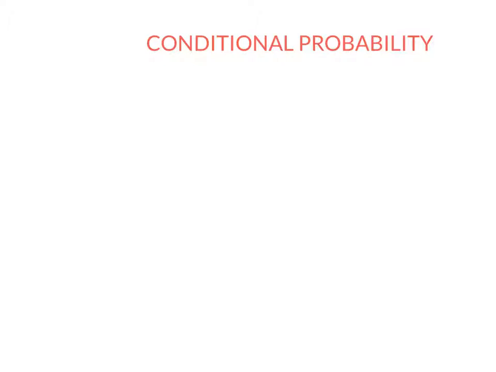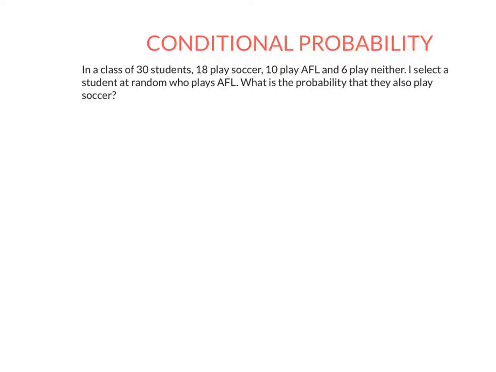So let's start with your absolute favorite tool in probability, a Venn diagram. Let's look at this question here. 30 students, 18 play soccer, 10 AFL, 6 neither, and we select a student at random who we know plays AFL. What's the probability that they also play soccer? So this is actually a conditional probability question. Why is that? Well, we're not just finding the probability that someone plays soccer. We're adding the condition that they play AFL.